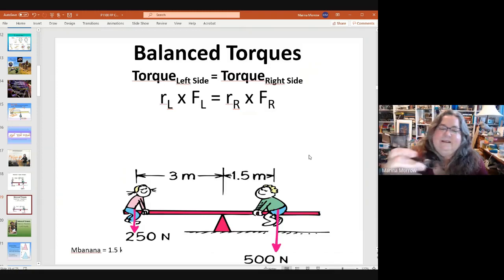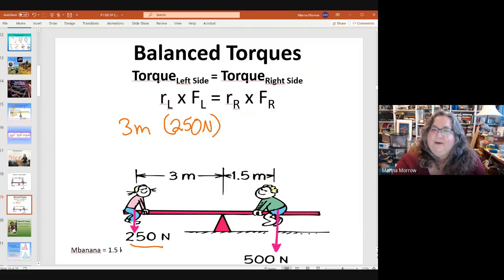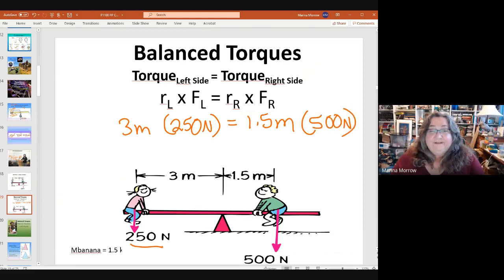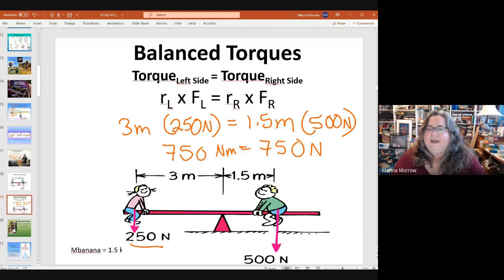So on the left side, we have a distance of 3 meters, and 250 newtons is the weight of the girl. On the right side, we've got 1.5 meters and 500 newtons. So, is the torque the same? Well, we've got 750 Newton meters on this side, and yep, 750 Newton meters on the other side.